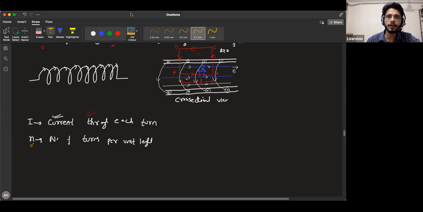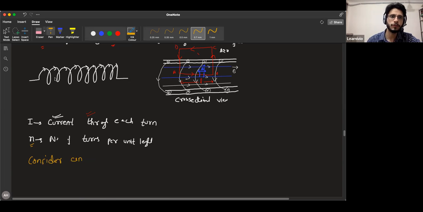To calculate magnetic field using Ampere's circuital law, what were the steps, Arpit? What was the first step? We used to consider an Amperian loop. Arpit, you are not audible. Nabil Ahmed, what was the first step in calculating magnetic field? Sir, I was saying that first we have to identify the Amperian loop. Okay, good. So we will consider an Amperian loop.